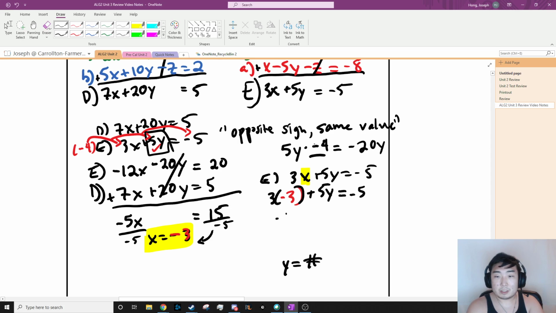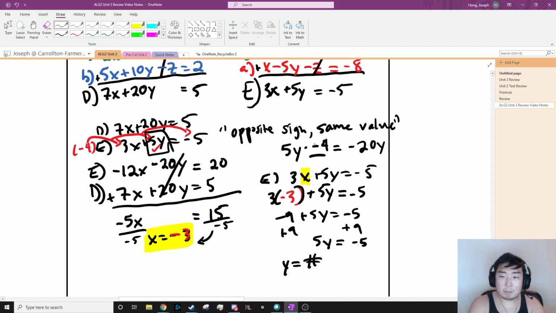So this becomes negative 9 plus 5y is equal to negative 5. I do plus 9 plus 9. 5y is equal to, not negative 5, sorry, positive 4. So y is equal to 4 over 5. Let me see if that's true real quick. Let me look at my notes.